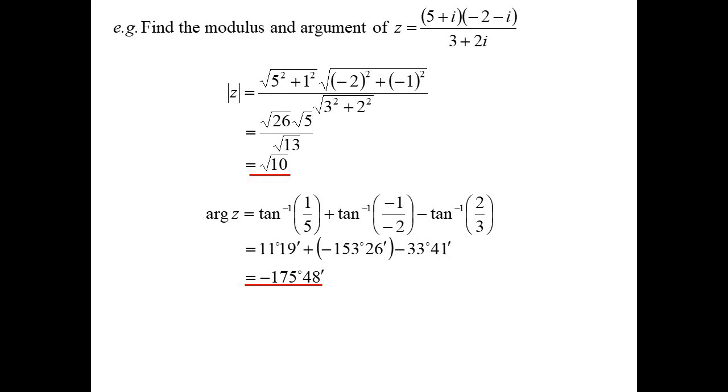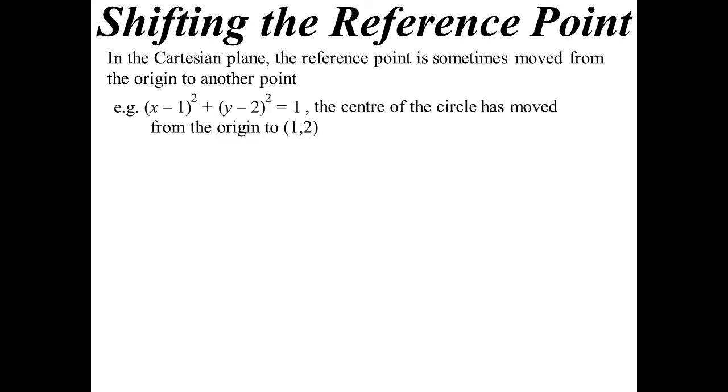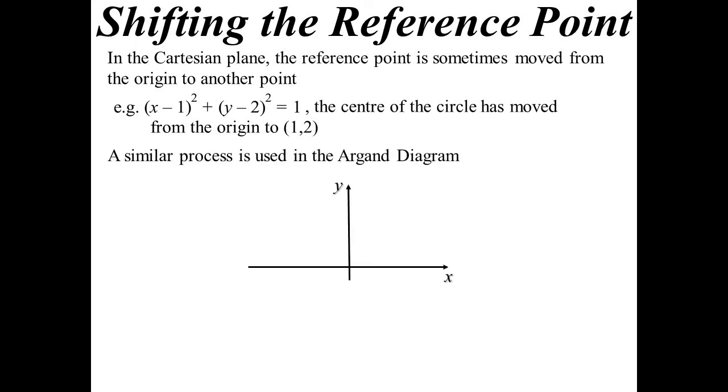Okay. Well, what if I want to shift the reference point? Remember, we've seen this whole thing with graphing. We can sometimes move it from the origin to somewhere else. So here's a typical sort of one. Yeah, we've got a circle. The centre has moved to 1, 2. Same idea in the Argand diagram.